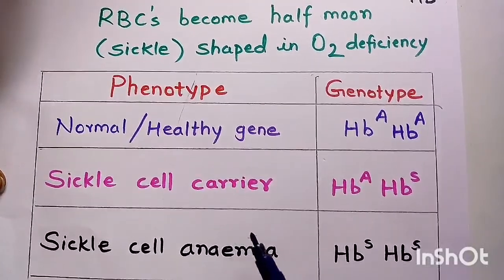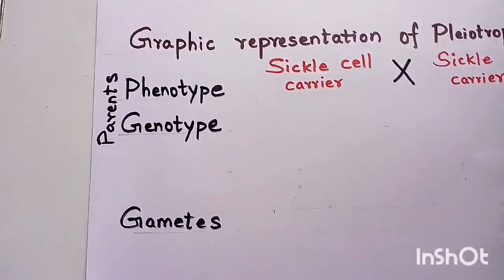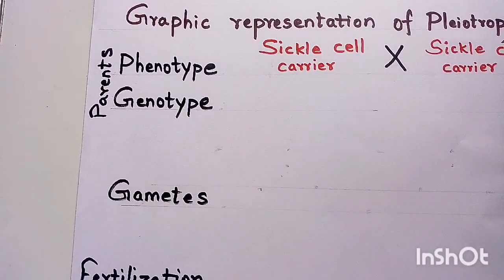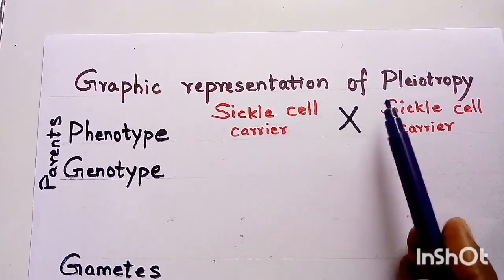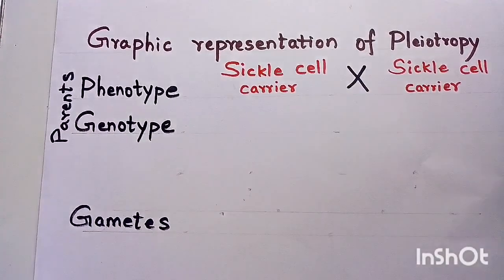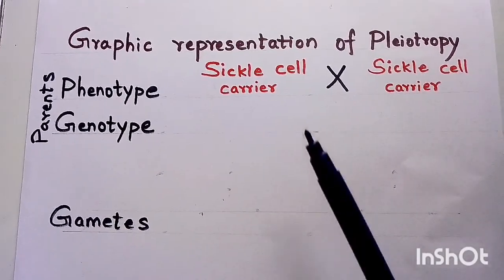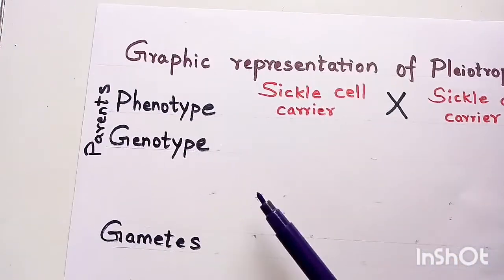So this is about the phenotype and genotype. Now let's study pleiotropy and its example, that is sickle cell anemia, with the help of a graphic representation of pleiotropy. So this is the diagrammatic representation where we have to perform a cross between the parents.